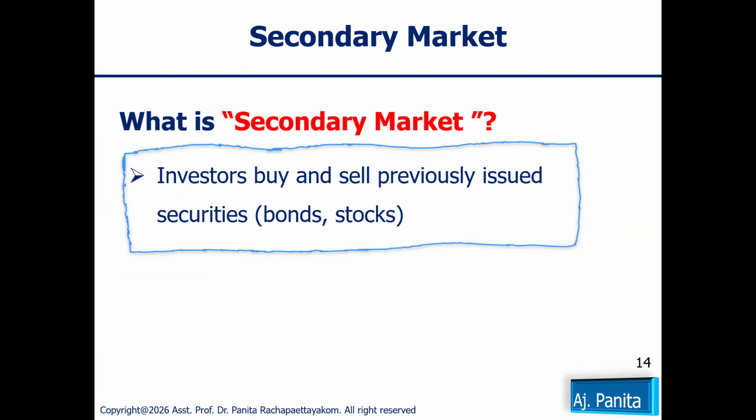In the primary market, the securities are issued for the first time directly by the company or government to raise the fund, to raise the money, to raise the capital. But the secondary market plays an important role in providing liquidity, enabling investors to trade these bonds or this stock equity after they have been initially sold.